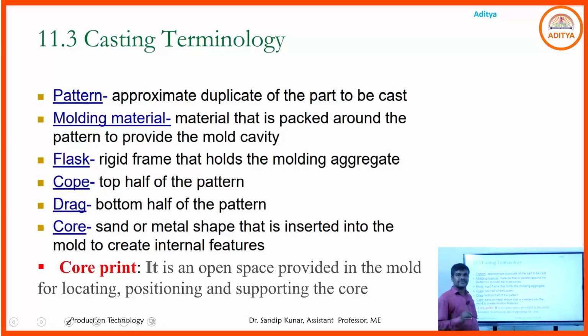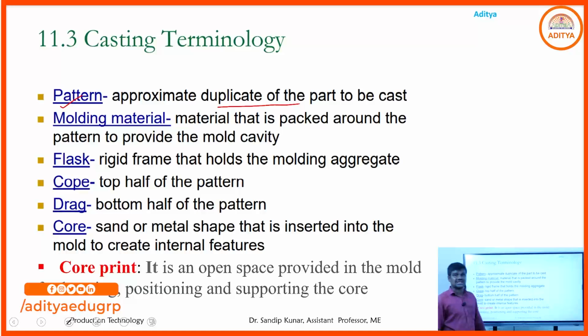Now, different casting terminologies are available for the casting process. What are the main terminologies? First is the pattern. It is the approximate replica of the produced shape, an approximate duplicate of the part to be cast. Using the pattern, we produce the particular desired shape in the mold cavity.